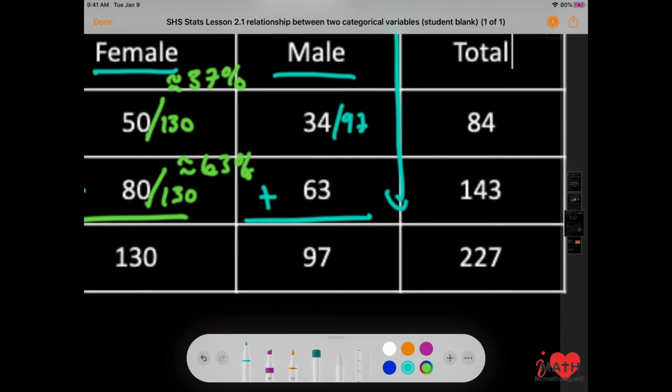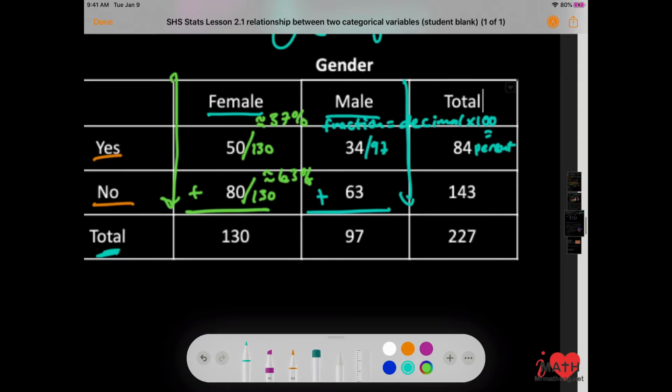If you put that in your calculator, remember you get a fraction to a decimal, and you multiply that decimal times 100, and that gives you the percent. Sorry, that's totally pixelated. Zoomed in too much. So 34 divided by 97 and then multiplied by 100 gives me 35%. And 63 divided by 97, put that in your calculator, then multiply by 100, and you get approximately 65%.